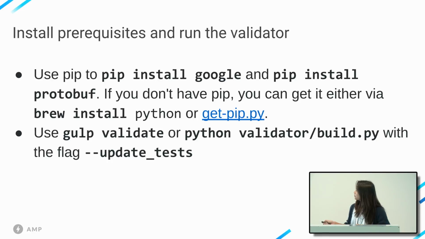But in order to run it, you have to install a few things, namely protobuf and Google. The instructions for this are in the README file for the validator folder. But just remember, when it breaks, it's because you kind of have to install a few things. So there's a magic --update_tests parameter that allows you to basically just update the tests instead of having to rewrite the verification file for the test.